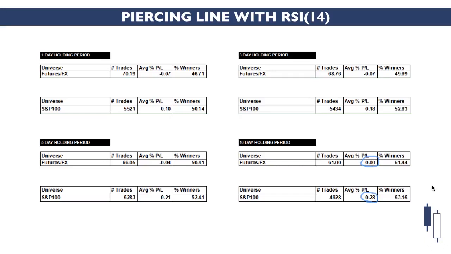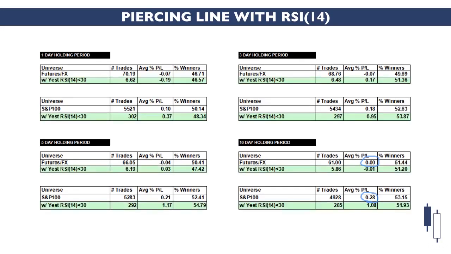Now we're going to see what happens when we buy the piercing line pattern on the close, but only if the previous day's RSI 14 value is under 30. And here you can see the outcome from including this extra RSI rule. As you can see, we've actually had some very good results from this in stocks, where the average profit per trade has gone up substantially for every holding period. Although in futures, the results are pretty mixed.